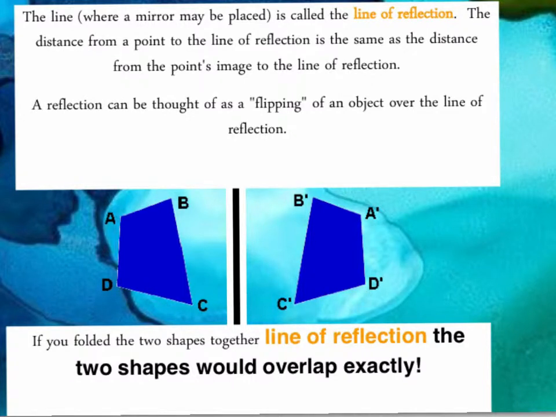They're both equal distances. A reflection can be thought of as flipping of an object over the line of reflection. So if you fold the two shapes together on the line of reflection, the two shapes would overlap exactly. Notice there's no change in shape or size.